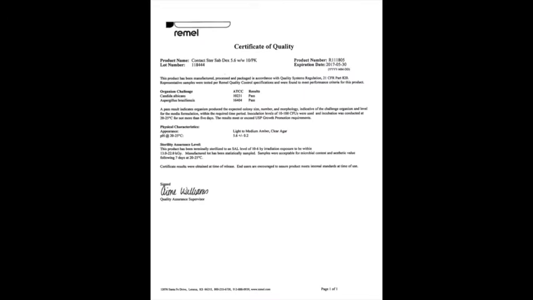The following couple pages are the certificate of quality. These are given to me by the manufacturer of our Petri dishes, whether it's the TSA for bacteria or the SDA for fungal. These certificates demonstrate that the media that we're using is capable of growing either fungal or bacterial.